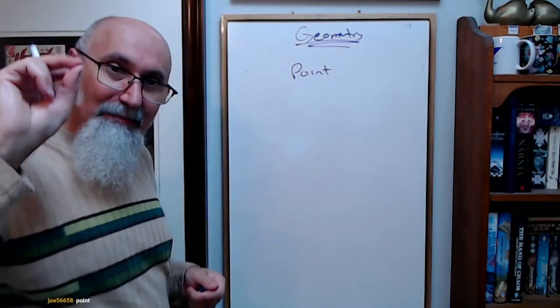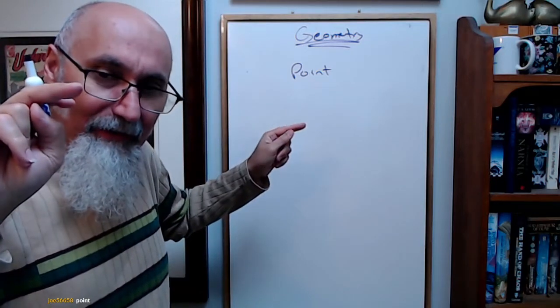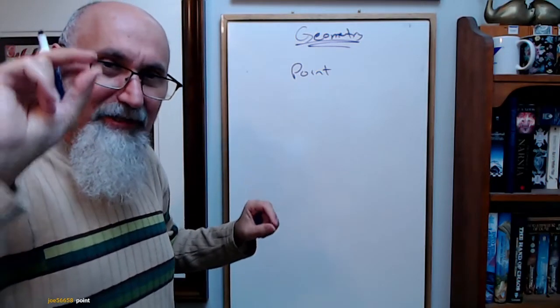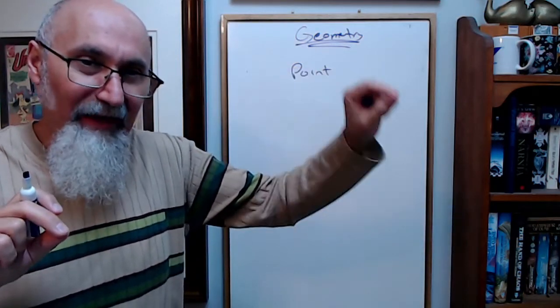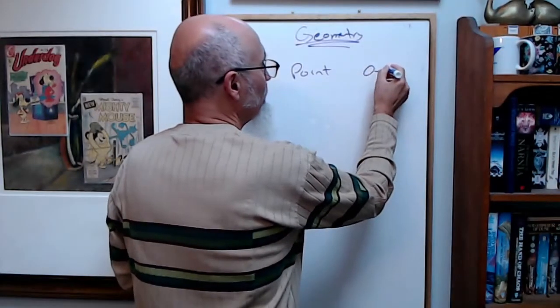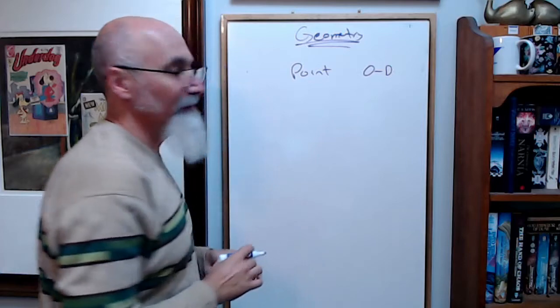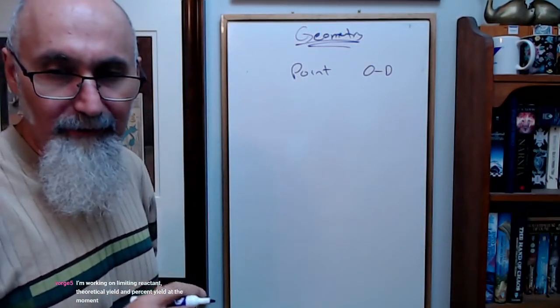Now a point in space, it's not really a dot, it's not a sphere, it's a point, it's a marker. A marker in space has zero dimensions, zero D, right? No dimensions to it, it's just a point in space, right?